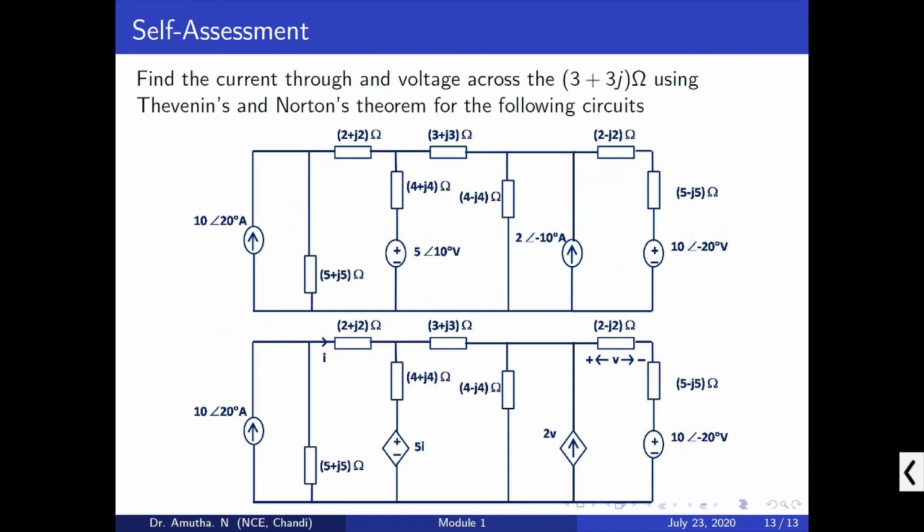For self-assessment, two problems are given, one with only independent sources and another with dependent sources. You can try to find the V Thevenin as well as the Norton current through this terminal with 3 plus 3j3 ohms, and verify Thevenin's and Norton's theorems. It is given as a self-assessment; you can do it and submit it.